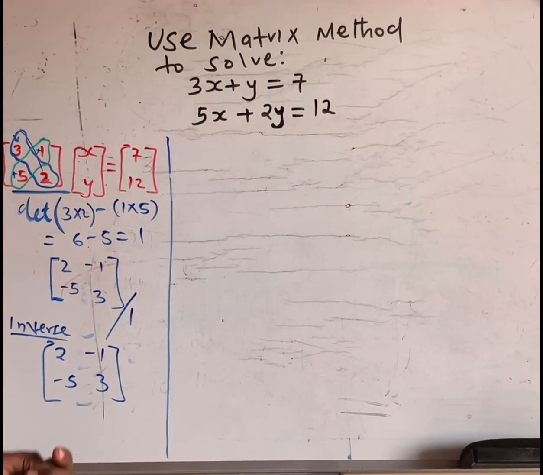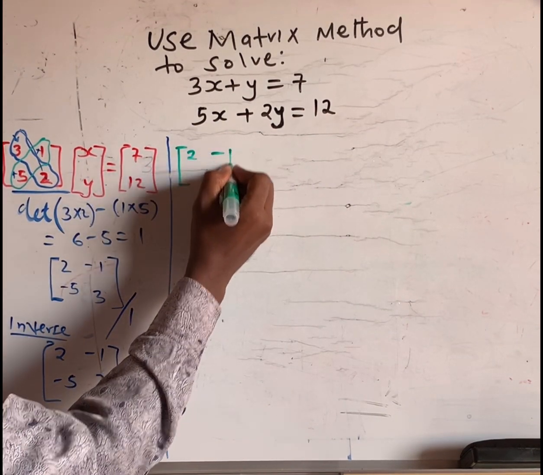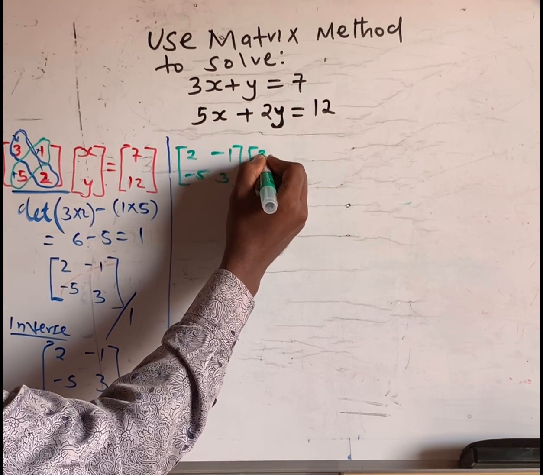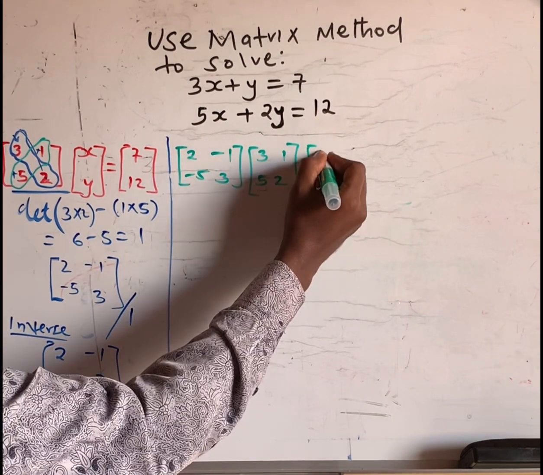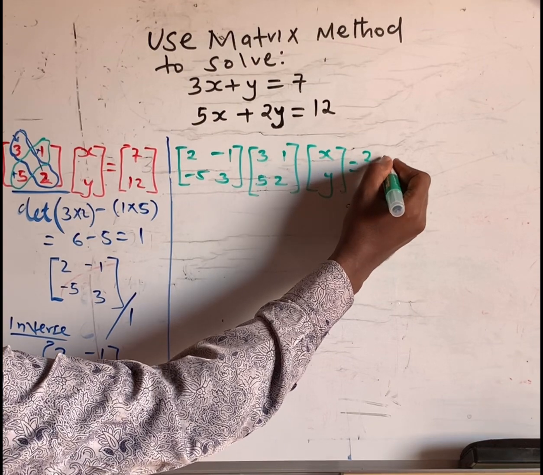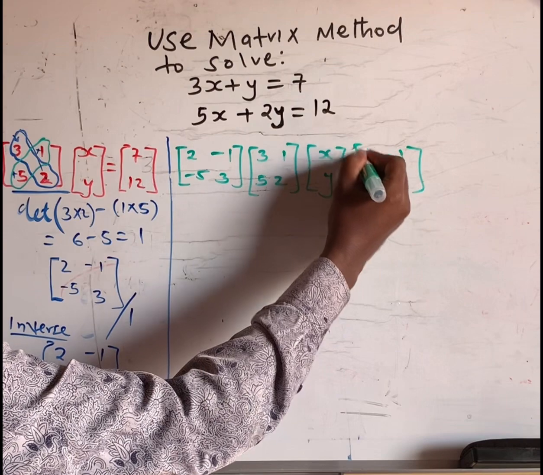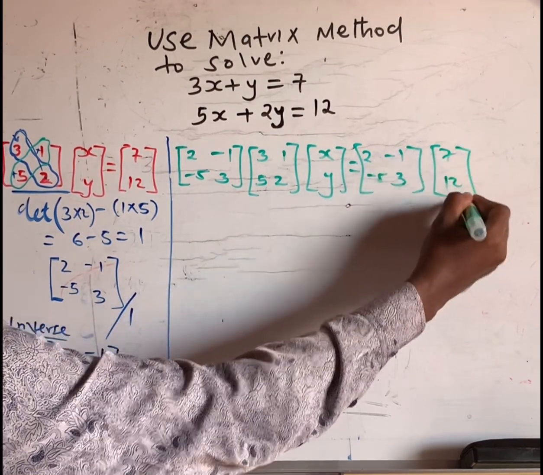Now the next step is to take the inverse and multiply both sides of the matrix equation. So we'll have 2, negative 1, negative 5, 3, multiplied by 3, 1, 5, 2, xy is equal to 2, negative 1, negative 5, 3, which is the inverse, multiplied by the constant matrix, which is 7, 12.